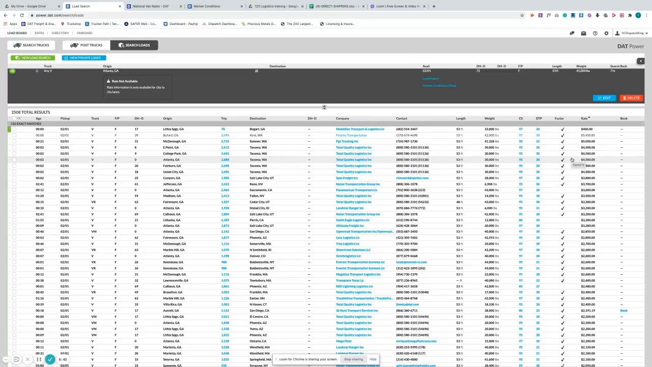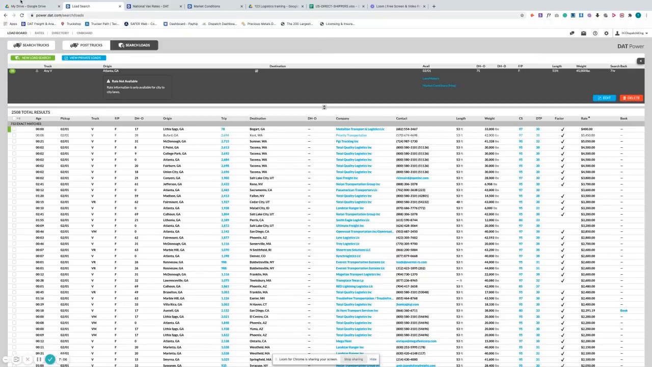Now, just because, well, please don't do this. Just because you see something with a high rate, that does not mean that you need to be booking that load. Just because it's a high rate. And let me teach y'all how to figure out what your rate per mile is gonna be.